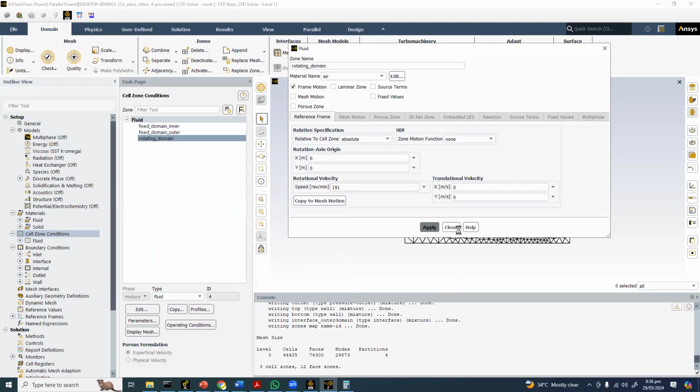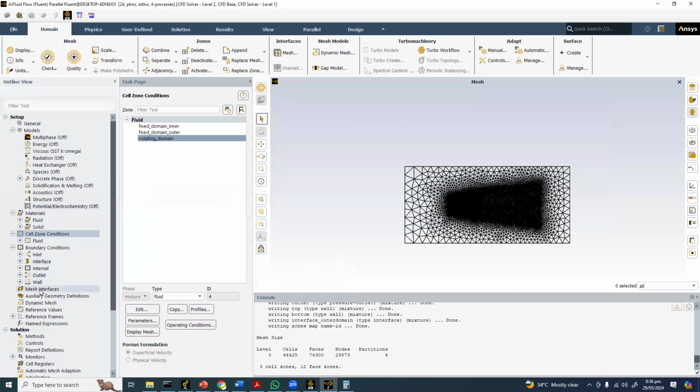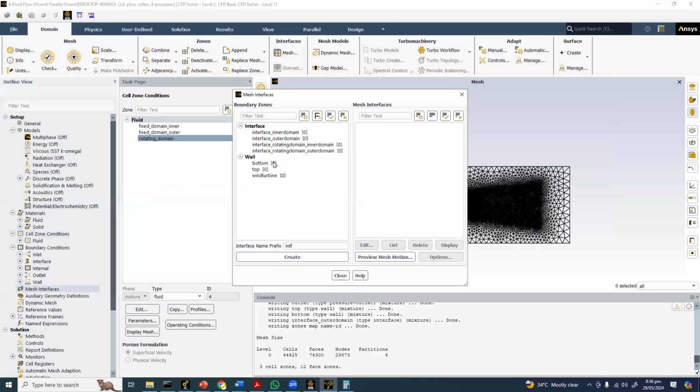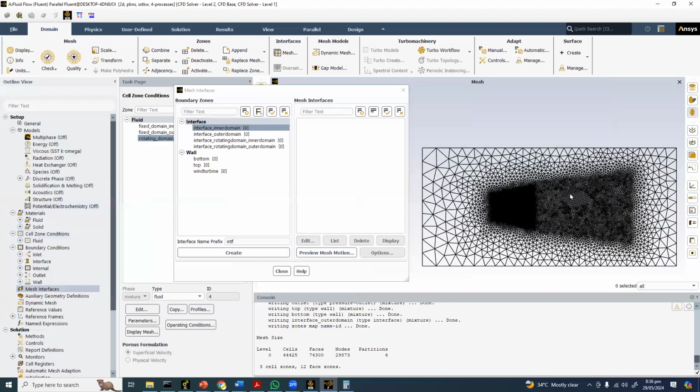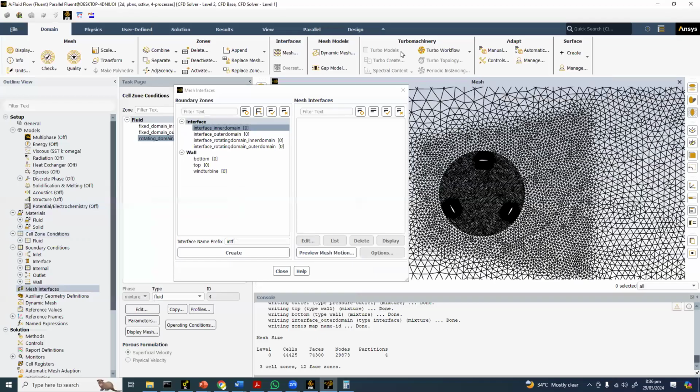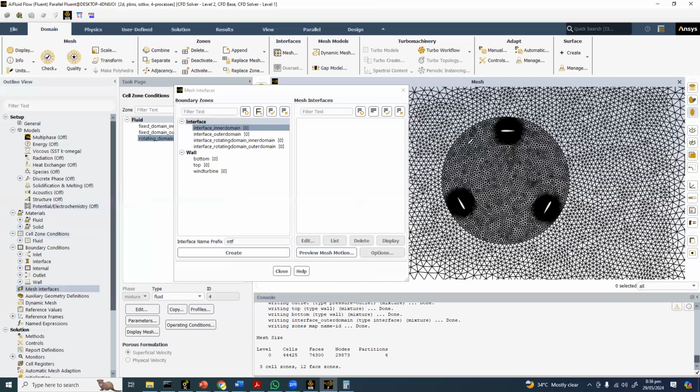Okay, so then we click on apply and click on close. But definitely we have to create mesh interfaces between the inner domain and the rotating domain. So we have to make an interface between what? This will be between the inner domain and this rotating domain. These are the common boundaries here, if you remember.